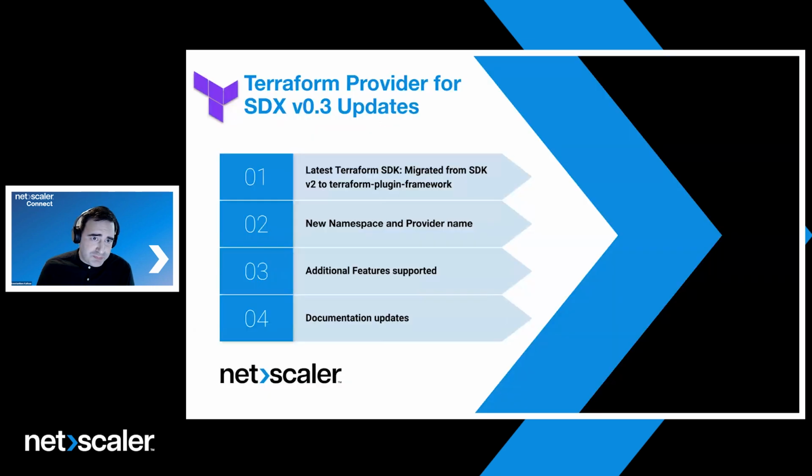So having said that, as mentioned previously, we are going to cover today the new features that are available with the latest version of the Terraform provider for SDX. You will see that the new version is 0.3. We haven't yet released version 1 because there are still some features that are pending in our provider, and in addition to that, because the provider is not yet available on the Terraform registry, we are going to release version 1 as soon as it is available also on the HashiCorp registry site.